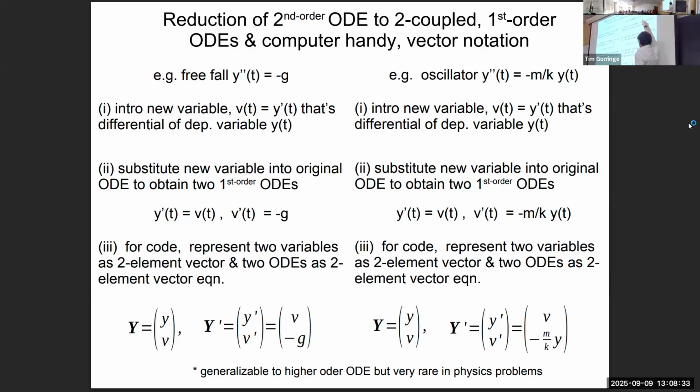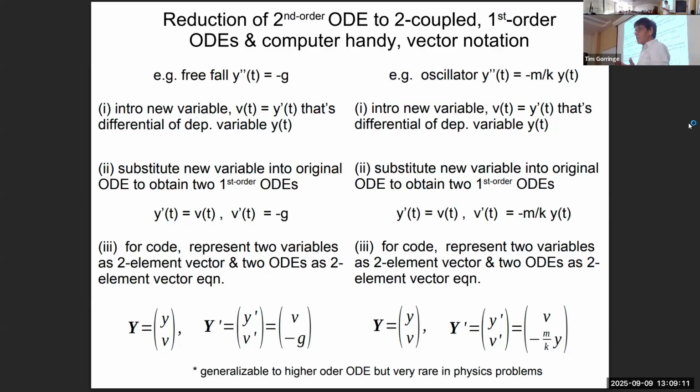Again, this is a different equation, but I've listed the procedure for solving the oscillator versus solving free fall, and they're exactly the same procedures. We start with a second order differential equation, and we're going to introduce a new variable that is the differential of the dependent variable in our equation of motion. The independent variable in the equations of motion here is time. The dependent variable is y, and the new variable is going to be the differential of y.